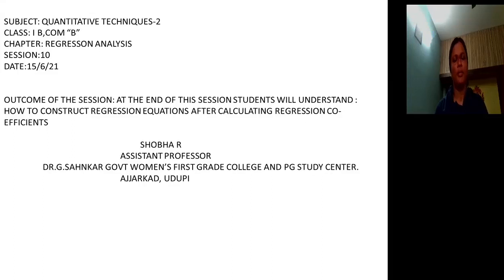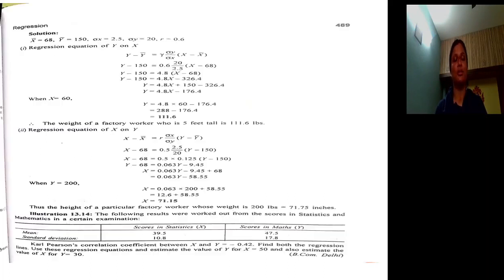Hello students, welcome back to the 10th session on regression analysis. Let me solve some additional problems relating to regression equations and regression coefficients. Just look at illustration 13.14.